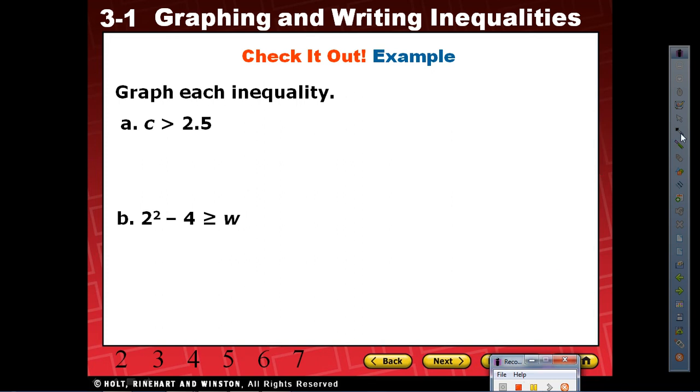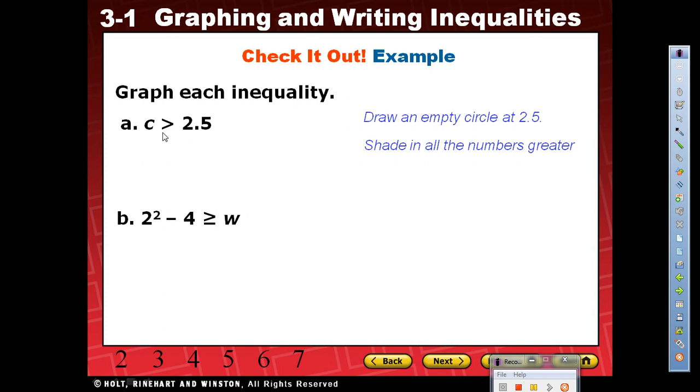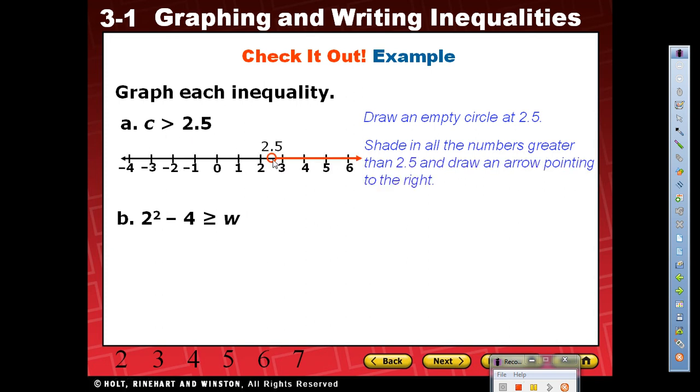Okay, so let's look at the first one. This one says C is greater than 2.5, so you get your number line. And at 2.5, does it include the point? No, it's circled only. There it is. And it says C is greater than 2.5. What numbers are greater? All the ones to the right.